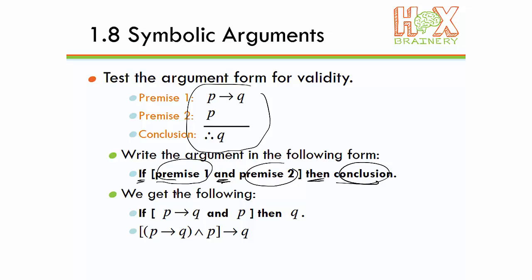So when we do that, well, premise 1 was the if P then Q. Premise 2 is just P. And then the conclusion was just Q. But this and here is a conjunction, and this if then is a conditional. So this is how we've rewritten our symbolic argument as like a giant conditional statement.